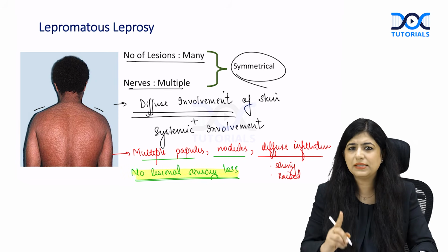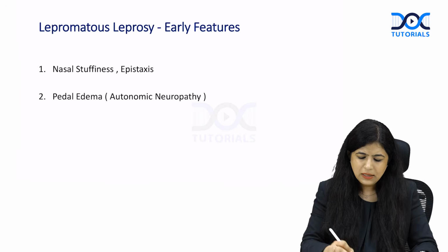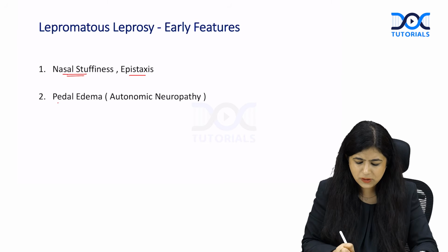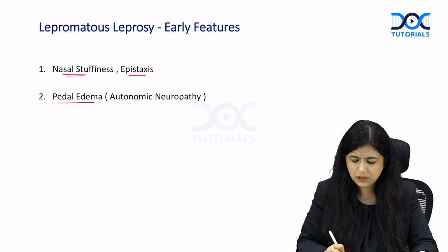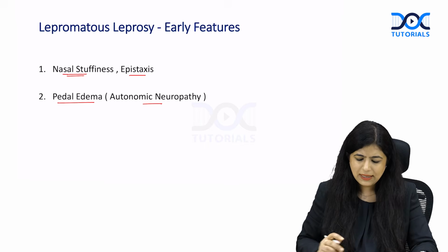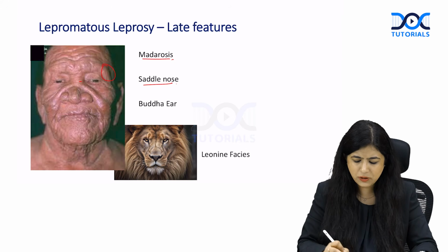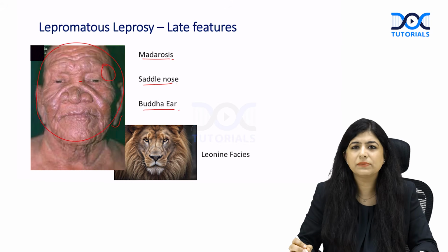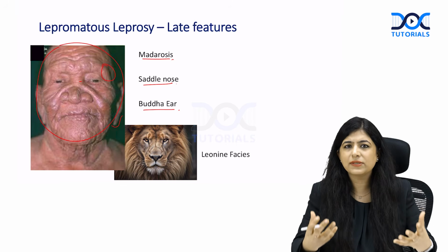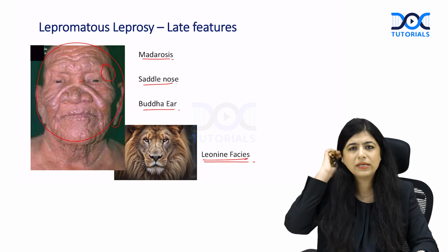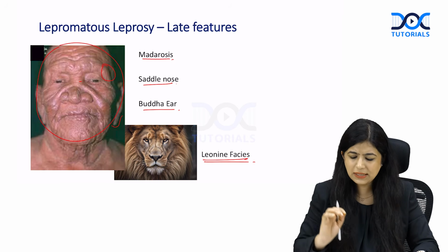No lesional sensory loss. The early features of the disease: patient can develop nasal stuffiness and epistaxis. They can also develop edema in the feet, that is pedal edema, due to autonomic neuropathy. Later in the disease, the eyebrows are lost, which is called as madarosis. The bridge of the nose collapses, that is saddle nose. The ears can sag, Buddha ears, and the entire skin becomes thick and rugose. It almost looks like a lion. So this facies is called as leonine facies. That's a very important point that you have to remember about Lepromatous leprosy.